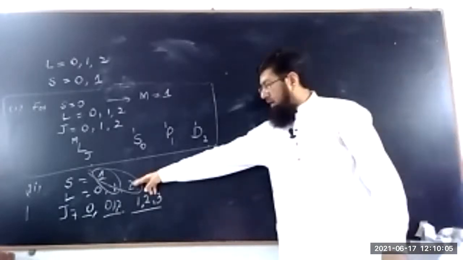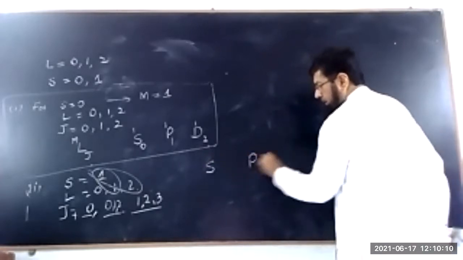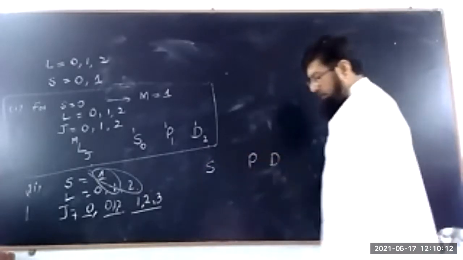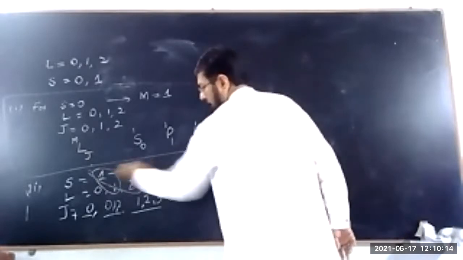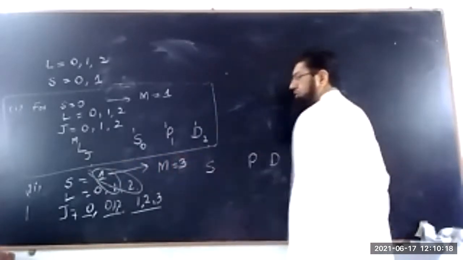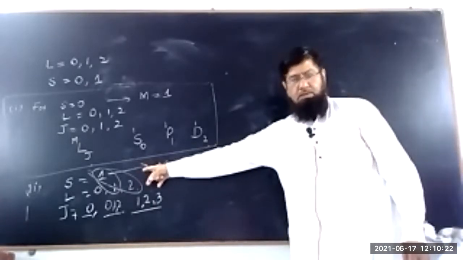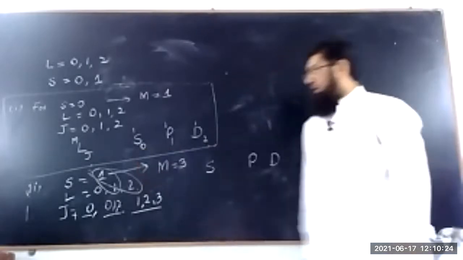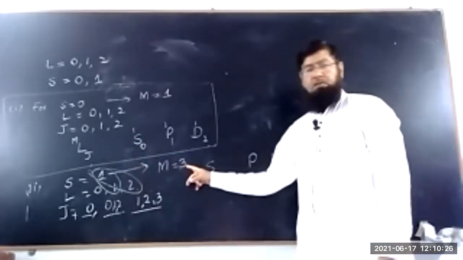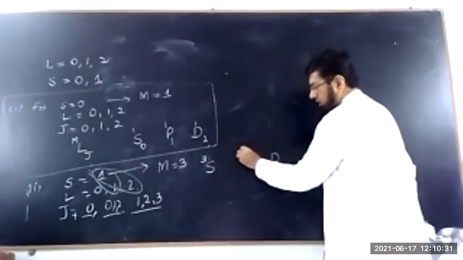So here, what are the term values here? Again, S, P and D. When spin is 1, the multiplicity is equal to 3 because it is equal to 2s plus 1. So this 2s plus 1 gives the multiplicity 3. So we call all of these terms a triplet.